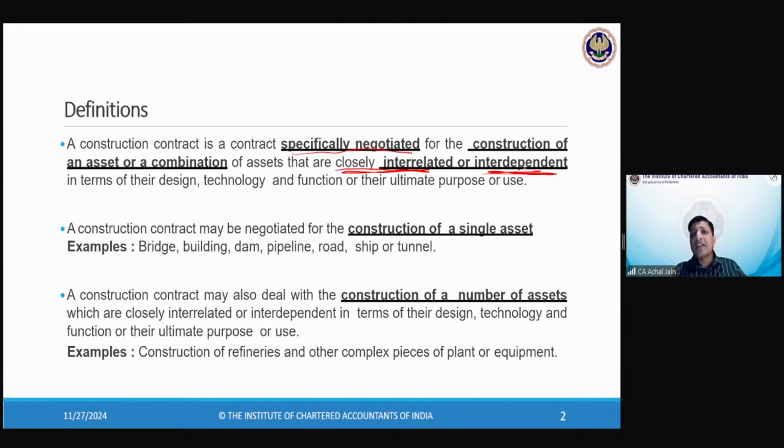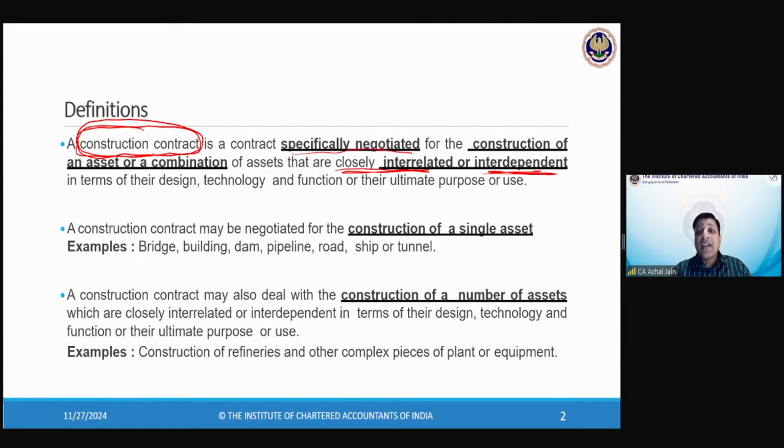Now let's try to understand this construction contract with the help of some examples. So what could be some of those examples? If you look at a bridge, a building, a dam, pipeline, roads, ships, tunnels, these are all examples of contracts wherein the criteria of a construction contract will be met. Now for this construction contract, there is one more criteria. Let's try to understand that.